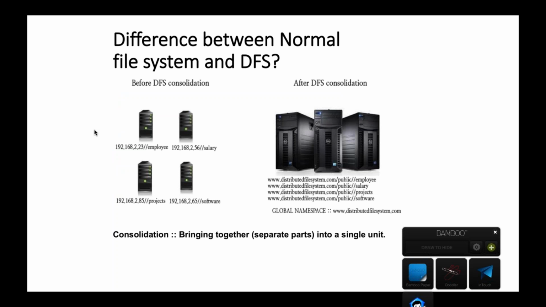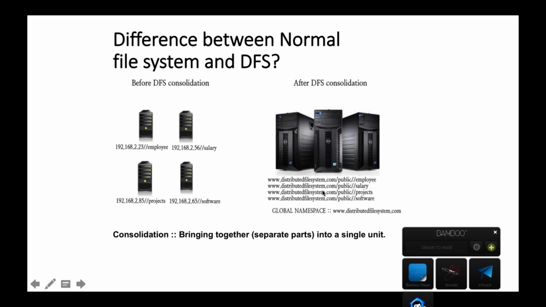So this is the before-DFS picture, what I have explained. Without DFS, you'll have independent hardware and independent IP addresses. When you want to access them, you need to log into the specific IP address and get the data. But with DFS, you'll have multiple machines which are connected. See here, it's a single entry, DFS and public. You'll be accessing this public folder and storing or accessing the data.